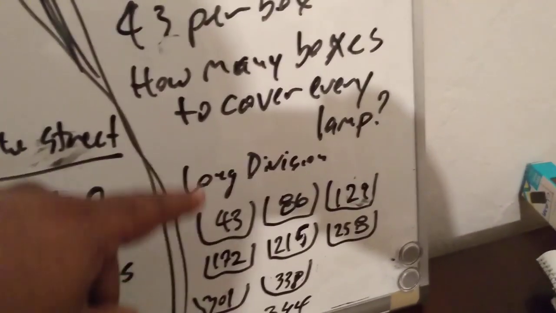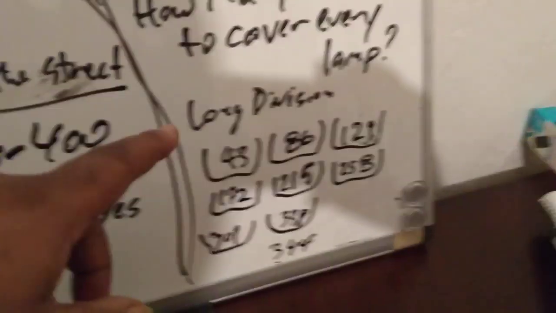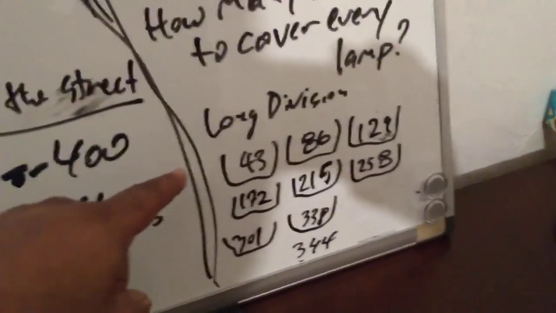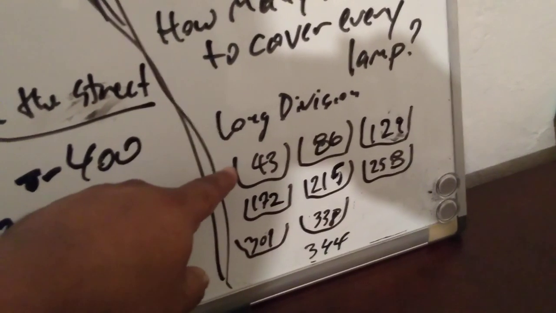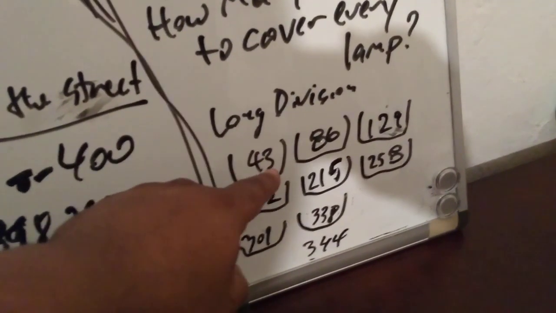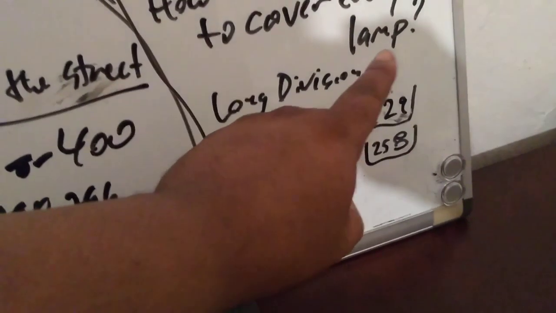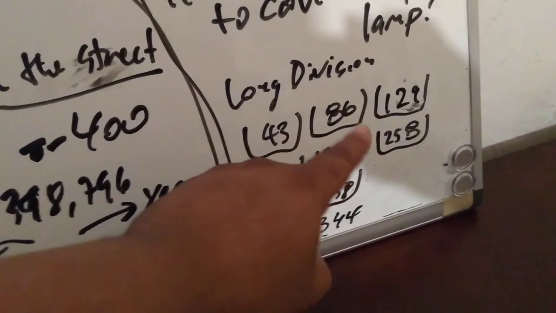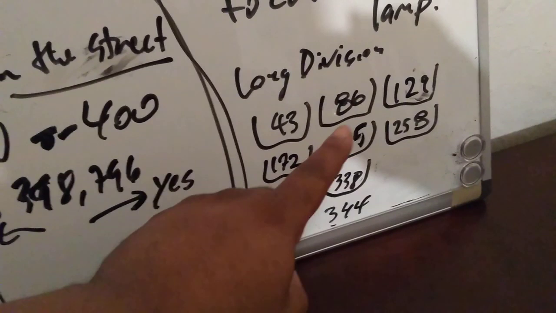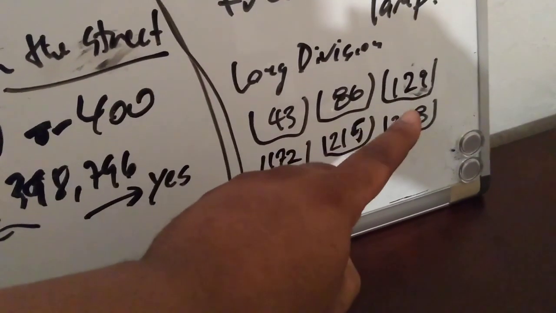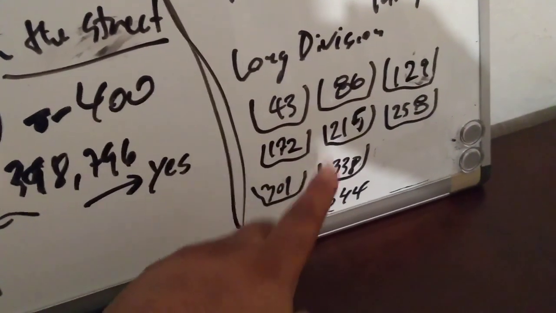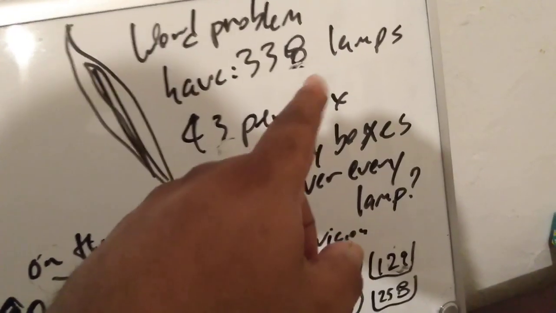So you're going to use long division for this problem. Typically you use long division, but I'm trying to give it to you old school. I'm just going to imagine a box with 43 lamps in it. So I'm doing multiples of 43, right? 43 times 1, 43 times 2, which is 86. 43 times 3, which is 129. Times 4 is 172. Times 5 is 215. Times 6, times 7, times 8. Remember, when you're doing long division, you get close to this number without going over.